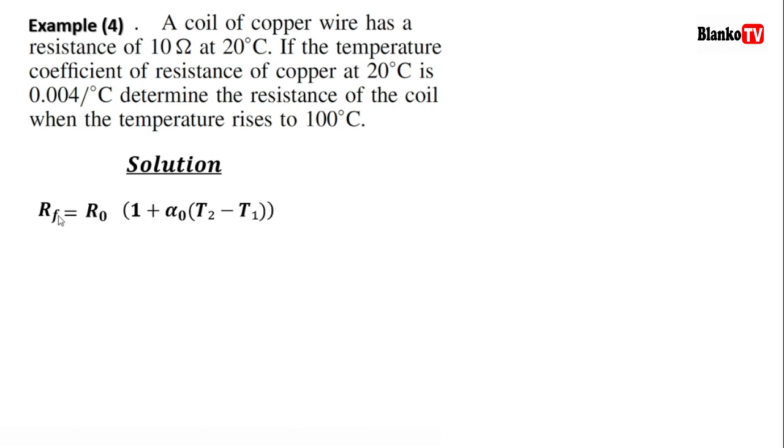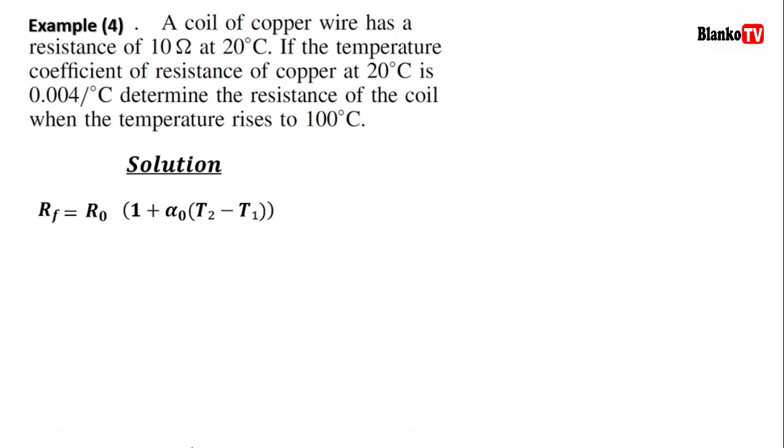So RF is the resistance at 100 degrees Celsius, and RO is the resistance at 20 degrees Celsius, and alpha is the temperature coefficient, then T2 is the final temperature, which is 100 degrees Celsius, and T1 is the initial temperature, which is 20 degrees Celsius. I hope you understand. We are to determine the resistance of the coil when the temperature rises to 100 degrees Celsius. So that means we are to find RF.